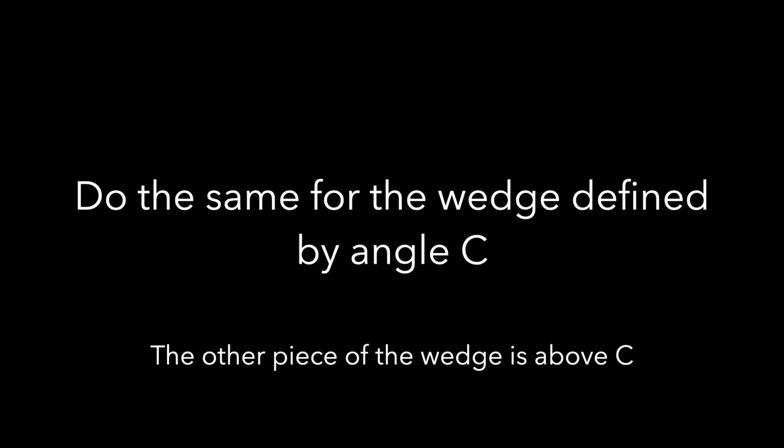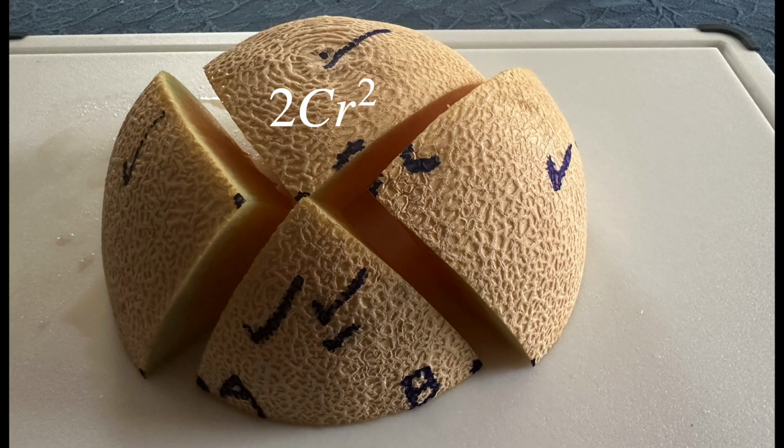For the wedge defined by the angle C, the other piece of the wedge is above C. If we worked with a whole sphere, you would see it below, but it's the exact same thing as the piece that's above it. And so there's our 2Cr squared. It's the piece above C, and then we've counted the triangle again.